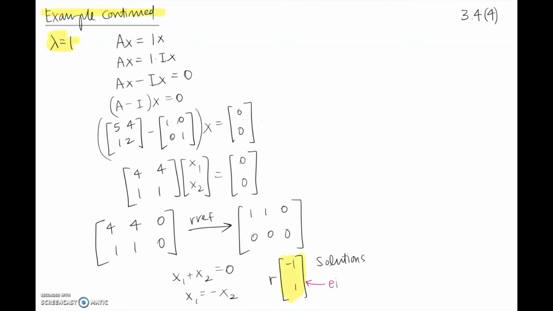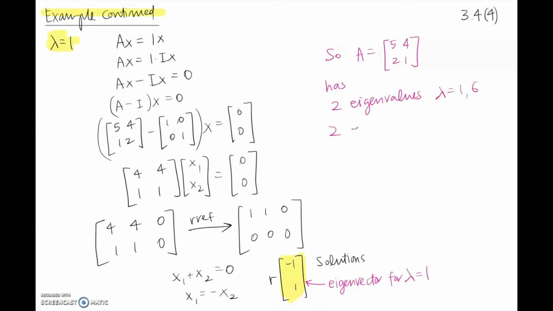And so this is the eigenvector for when lambda equals 1, for that eigenvalue. So the matrix A equals 5, 4, 2, 1 has two eigenvalues, which are lambda equals 1 and 6, and the corresponding eigenvectors.